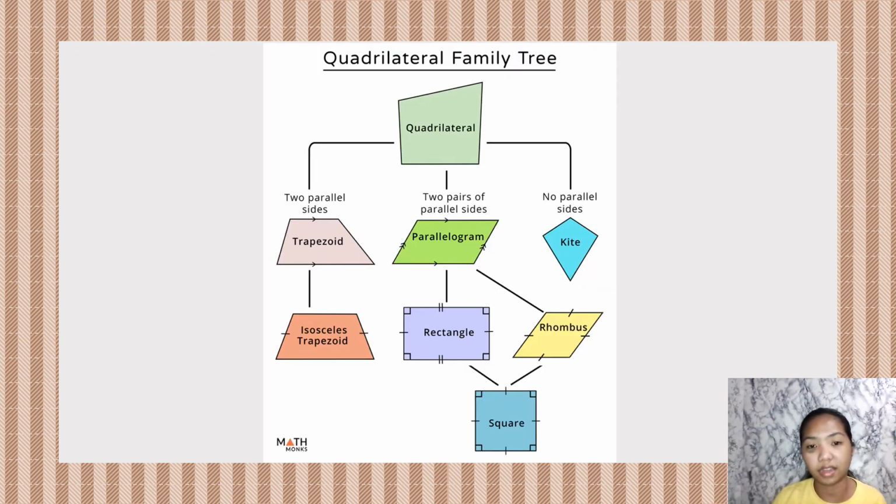I'm flashing again the quadrilateral family tree in order for you to memorize and remember the family. That's it. I hope you learned something and you can apply what you learned from me to your next activities. Thank you.